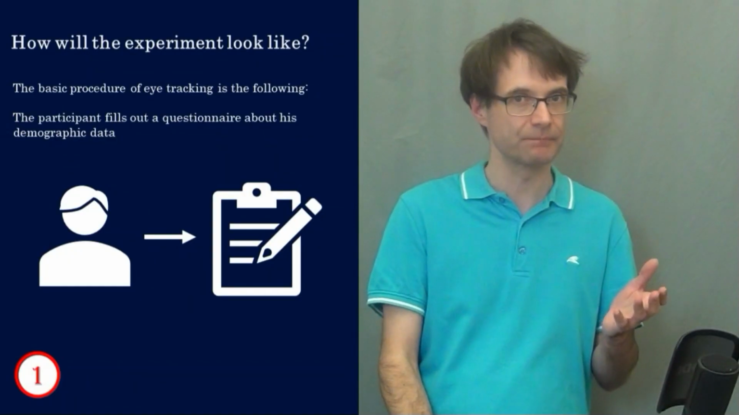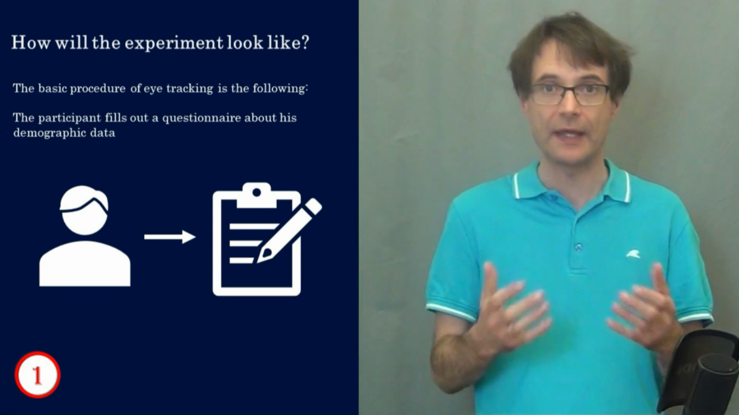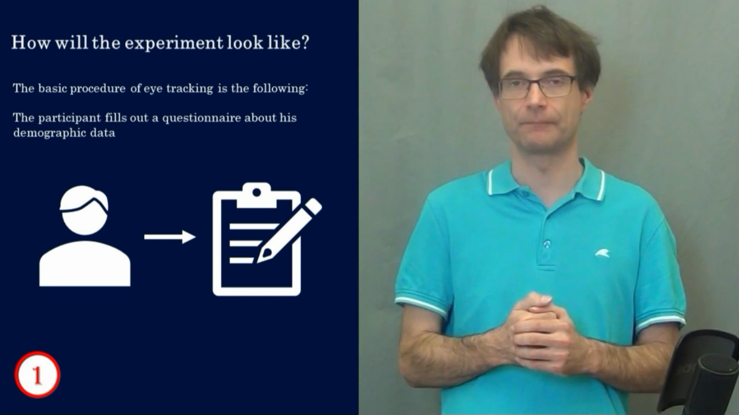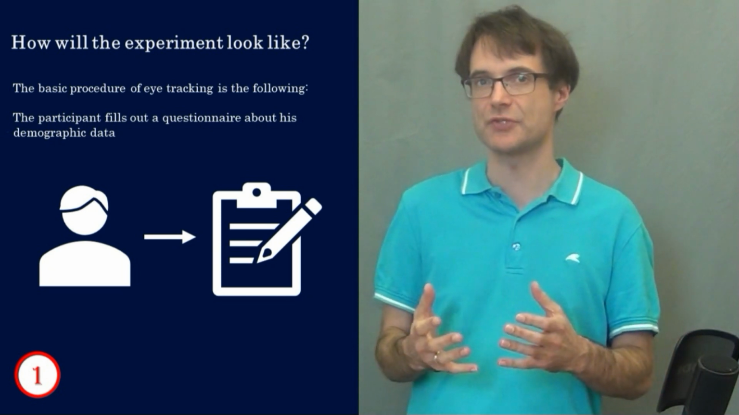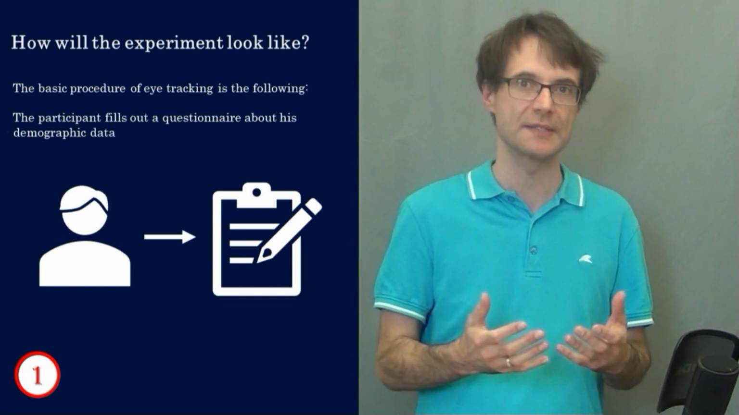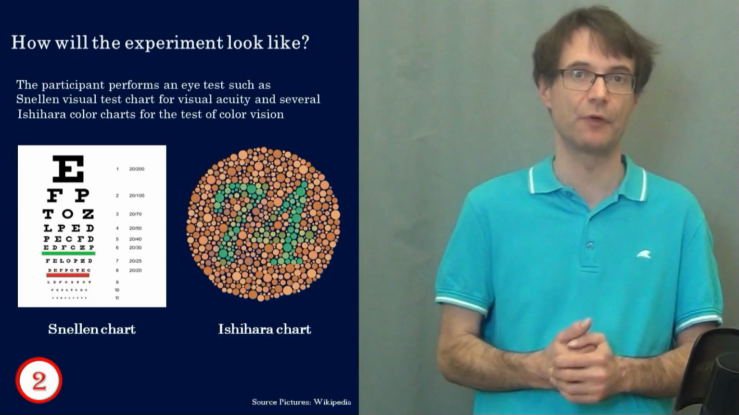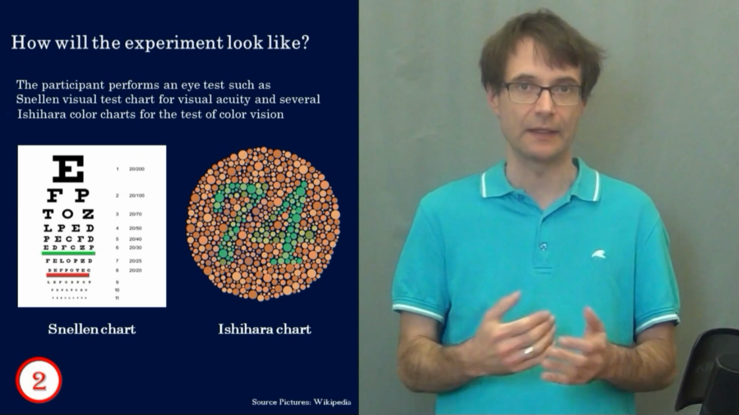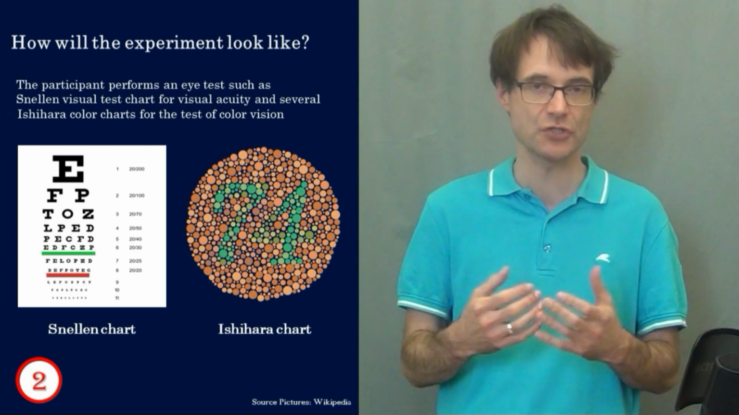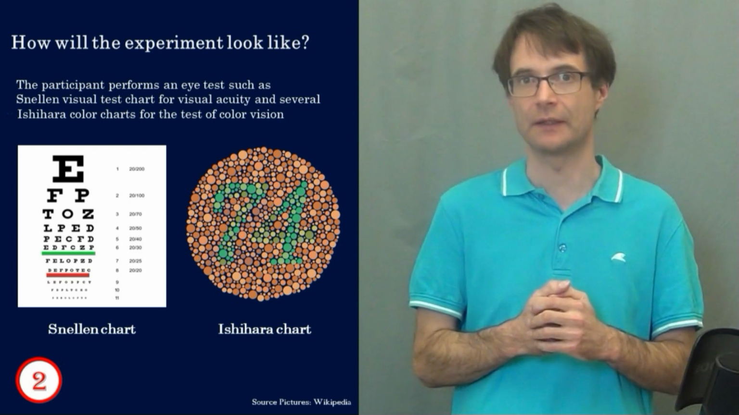After being greeted, the participants fill out a questionnaire about their demographic data. And they also indicate whether they have knowledge in the field about the task. By filling out this questionnaire and analyzing the results, we can minimize the influence of confounding variables in the experiment. Next, the participants perform an eye test. In my experiments, I've used a Snellen chart for testing the acuity of their vision, and I've used the Ishihara color charts for testing the color vision.